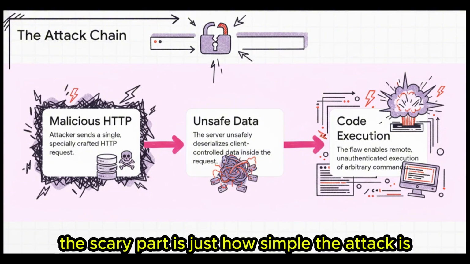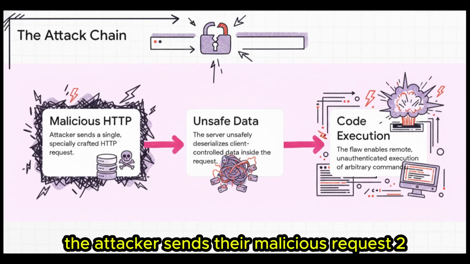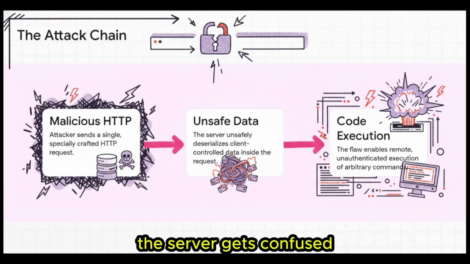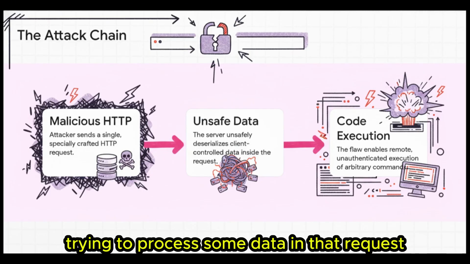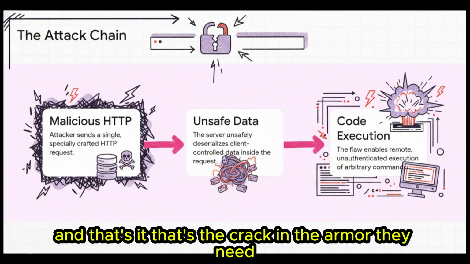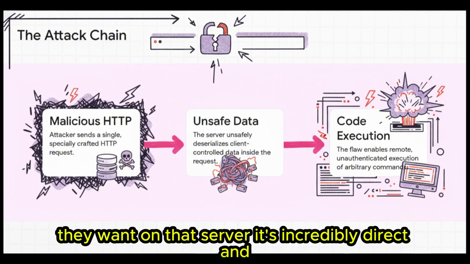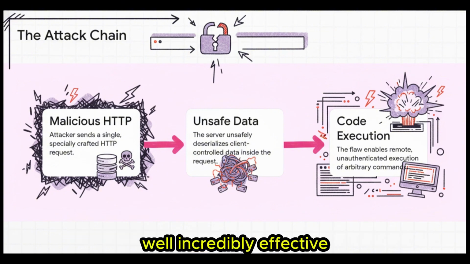You know, the scary part is just how simple the attack is. It's really just 3 steps. 1, the attacker sends their malicious request. 2, the server gets confused trying to process some data in that request. It's a technical hiccup called unsafe deserialization. And that's it. That's the crack in the armor they need. Step 3, the attacker can now run pretty much any command they want on that server. It's incredibly direct and, well, incredibly effective.